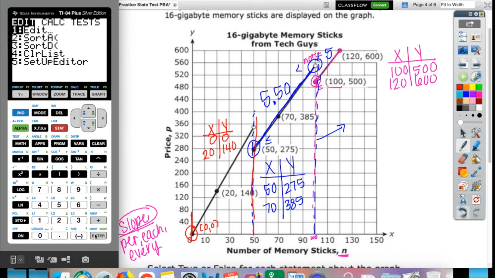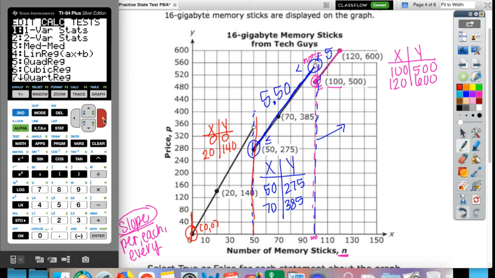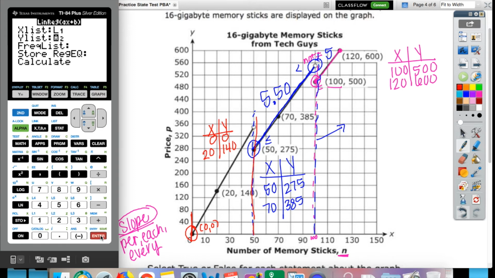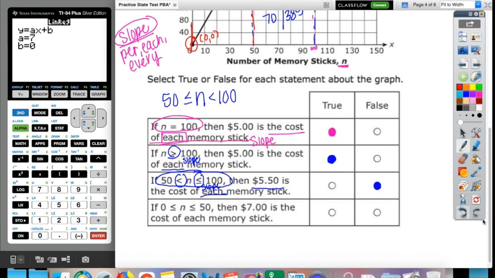And then we can plug it into stat. So I'm going to clear this and then plug in my new table. Oops. That's 20, and then 0, 140. And then stat over 4, enter through that, and our slope is 7. So that was true. Our slope is $7. So this is true, correct?